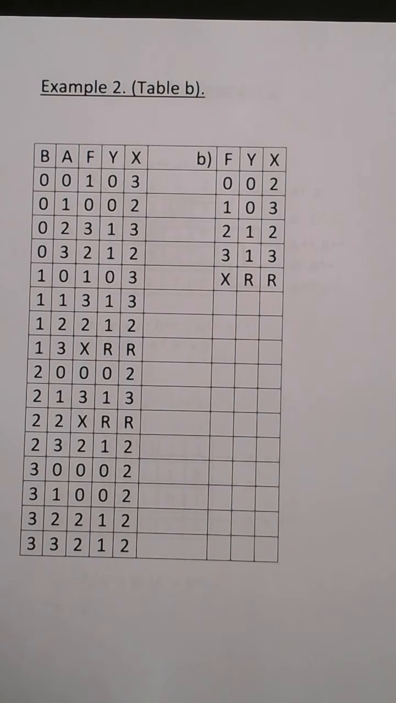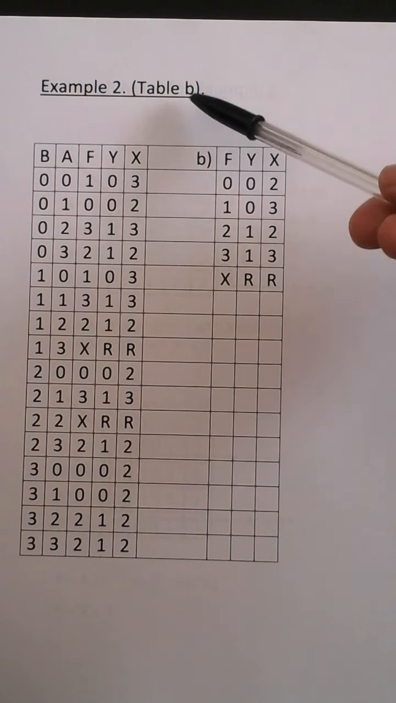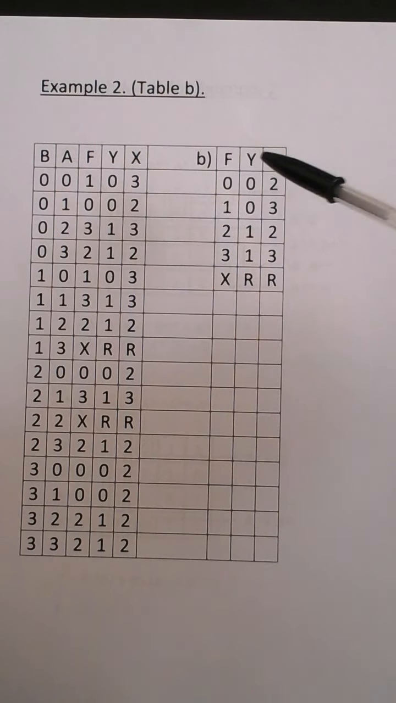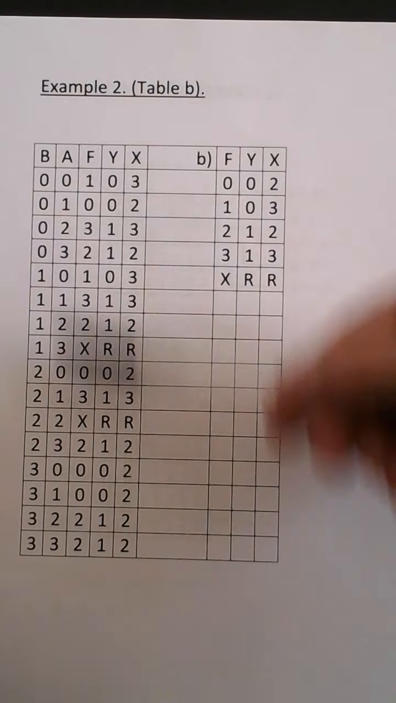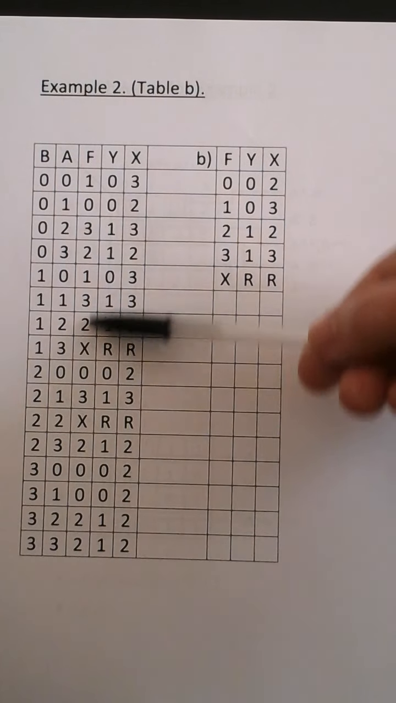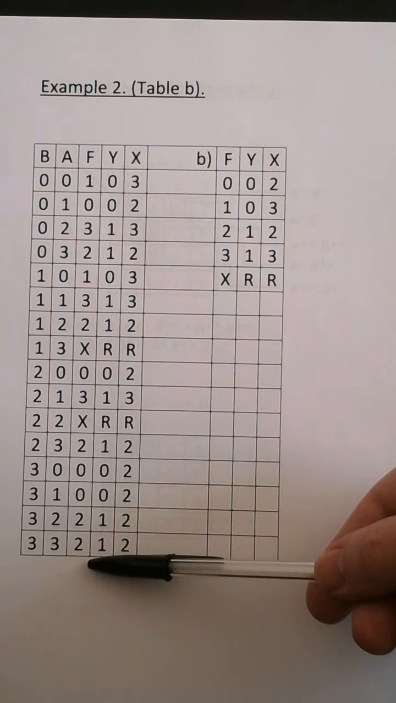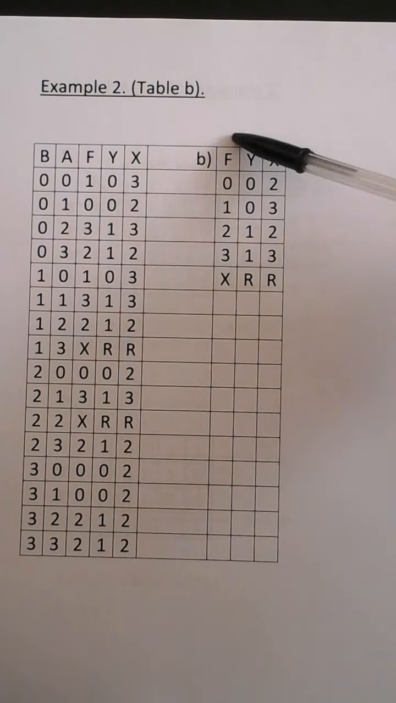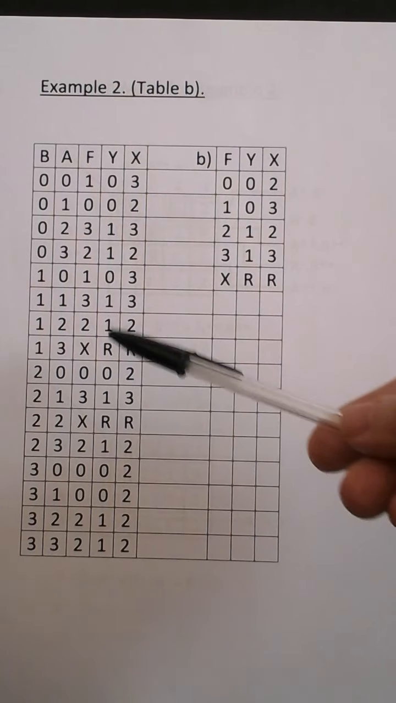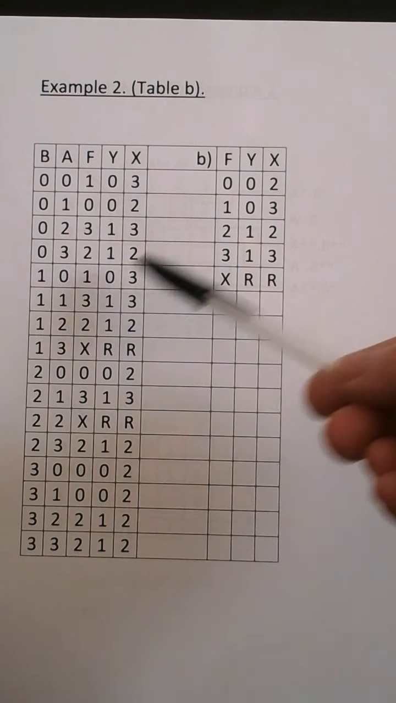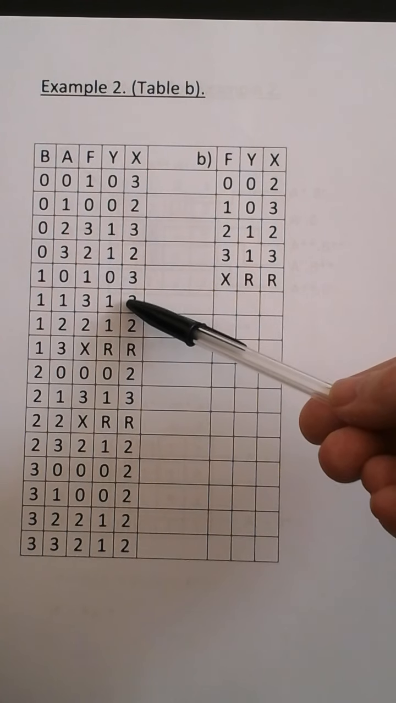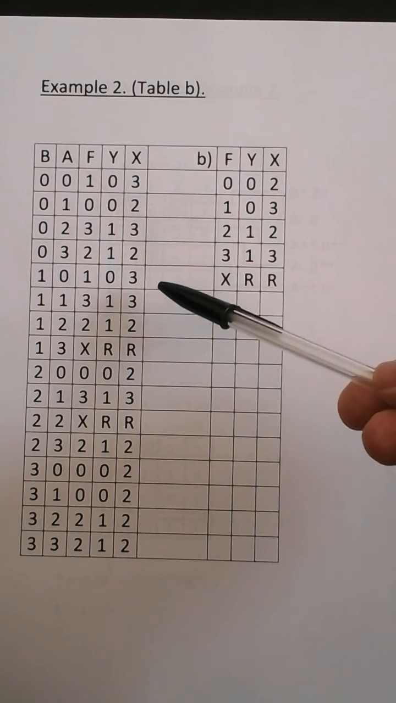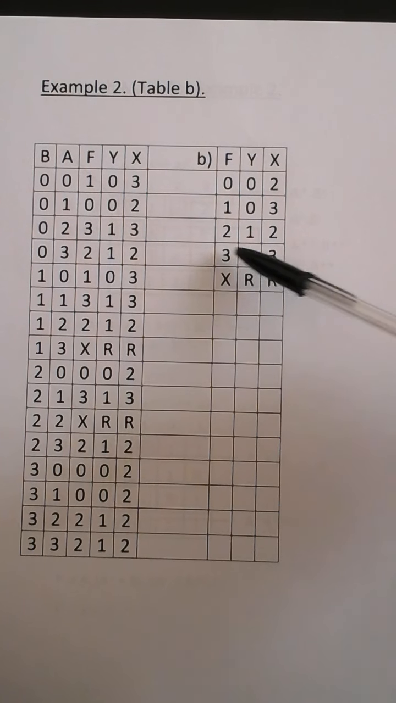Right, I'm going to go on to example 2. This is table B for the ampersand function that I showed you. Here we have a two input function a and b, the same function f as in example 1 for table A, and I've coded y and x according to this table here. For example, f equals 3, y equals 1, and x equals 3. So there we go, f equals 3, y equals 1, and x equals 3.